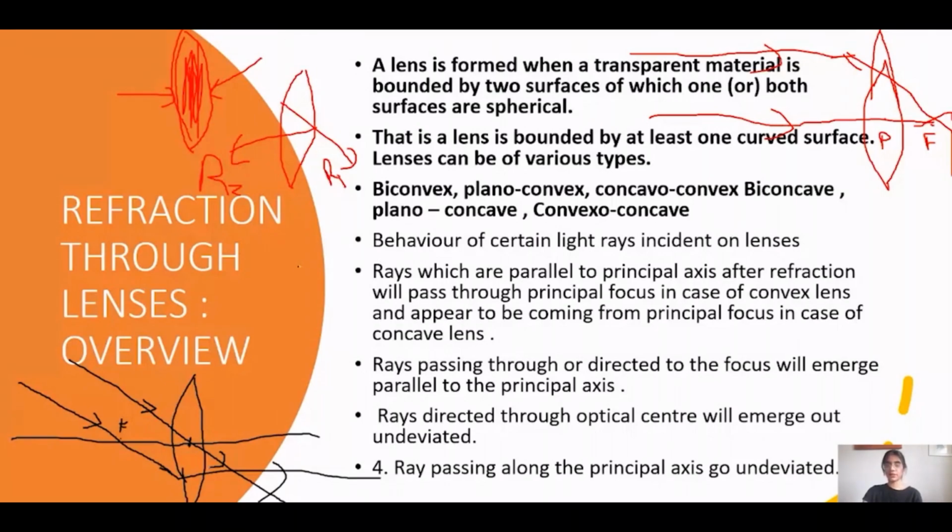Now, rays passing along the principal axis will also go undeviated. Why? Because the principal axis is also a line passing through the origin. And any ray of light which is in the direction of the origin or optical center will go undeviated. This is all for the refraction through lenses overview.